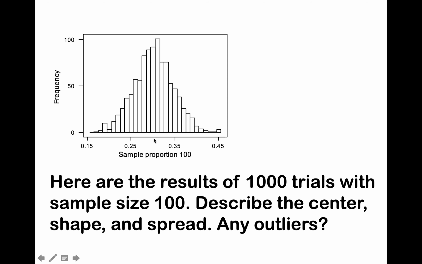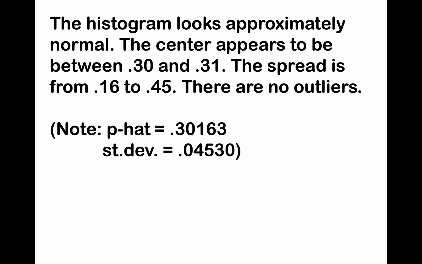Because this is approximately normal, we know that 3 standard deviations should cover pretty much all the data. So if 0.3 is in the middle and 0.45 is on the upper end, covering approximately 3 standard deviations, you can take the difference, which is 0.15, and divide it by 3. So the standard deviation looks like it's about 0.05. We didn't really have any outliers.